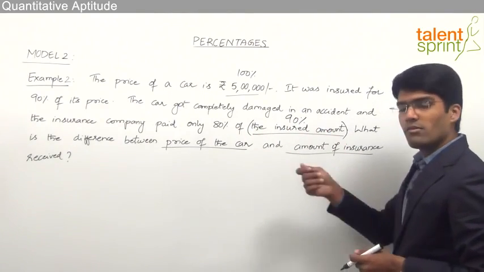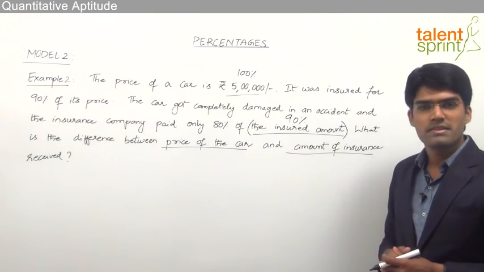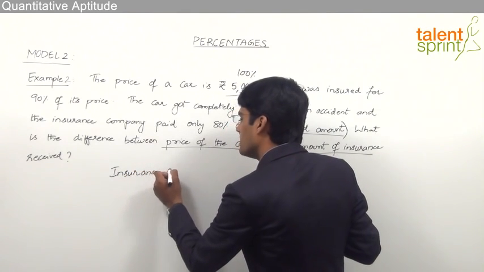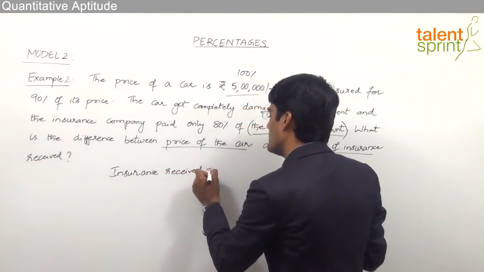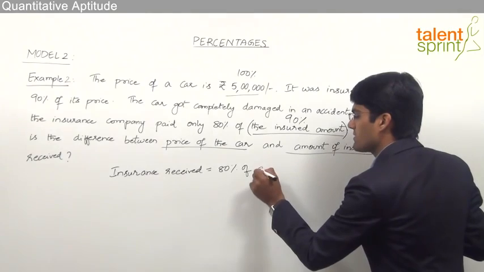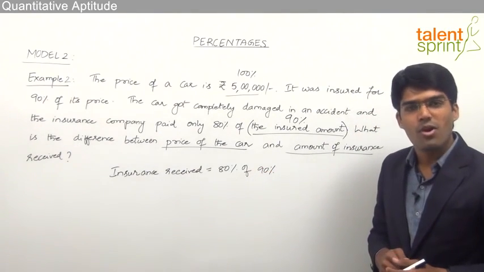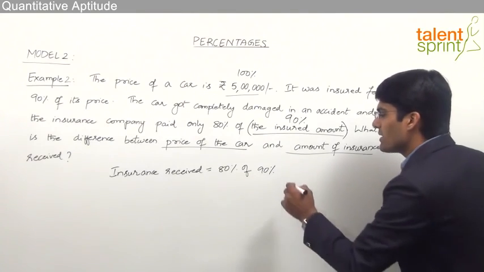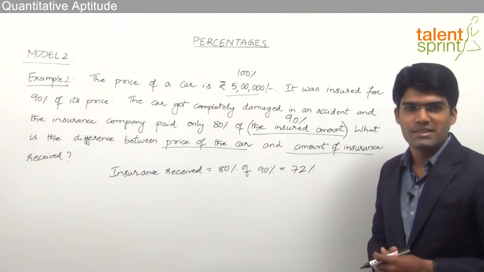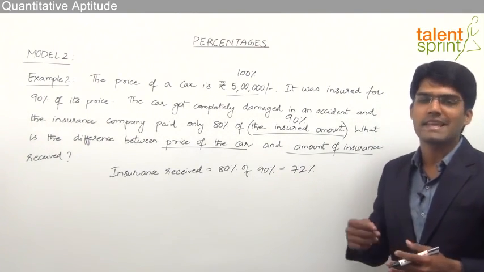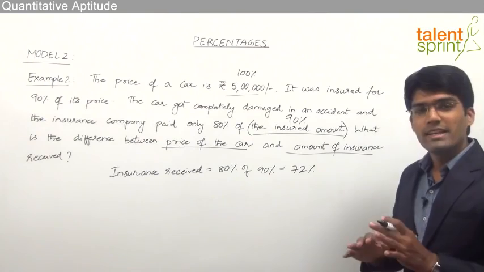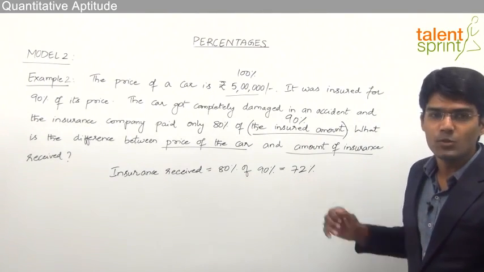So from this we need to find out the difference between price of the car and the amount of insurance received. So very clearly the insurance that the person will receive here will be equal to 80% of the insured amount, which is nothing but 90%. So here the calculation is 80% of 90%. We know that 80% of 90% will be equal to 72% with the help of the equation for percentage of percentage. That is x% of y% is xy by 100%. So 80% of 90% will be equal to 72%. So very clearly the insurance that is received is only 72%.